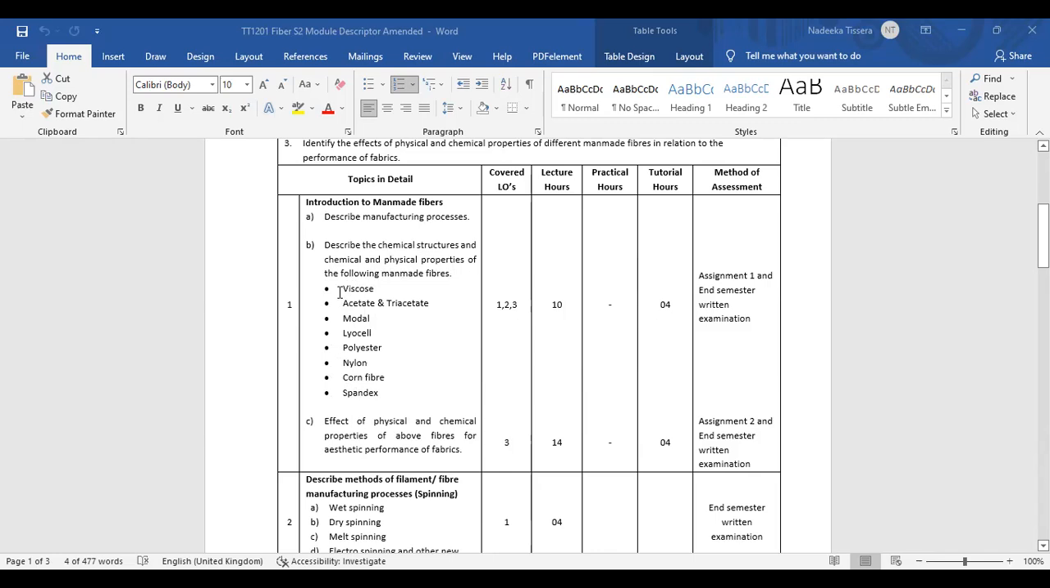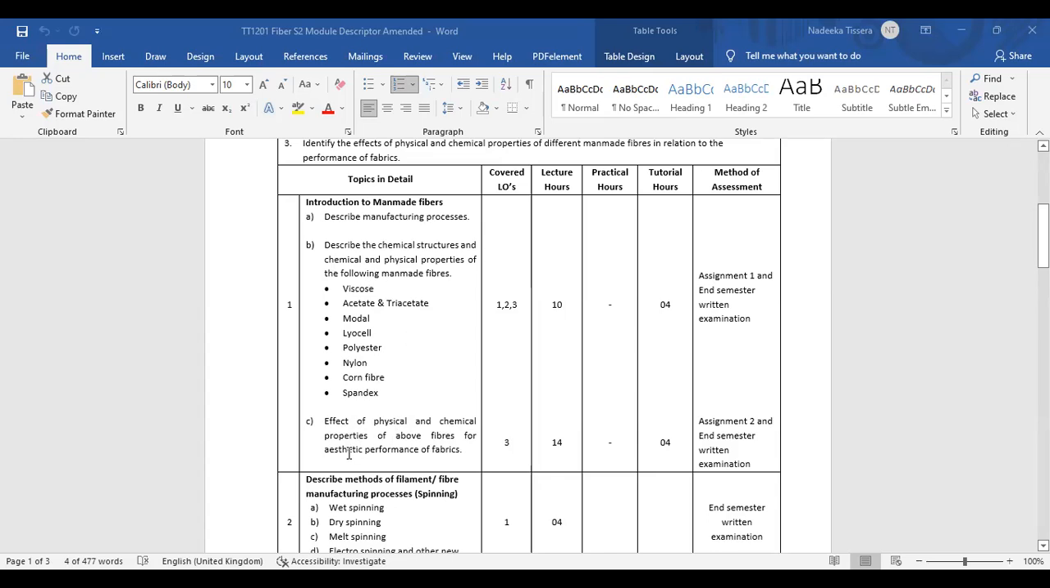There are many types of man-made fibers, but these are the most commonly used in the textile industry. So we will discuss chemical and physical properties of viscose fibers, acetate and triacetate, modal, lyocell, polyester, nylon, cone fibers, and spandex. And then we will also discuss the effect of the physical and chemical properties of these fibers on the aesthetic performance of the fabric.